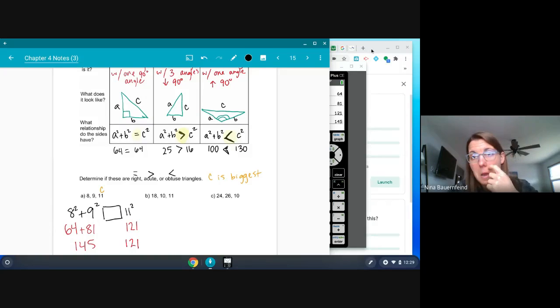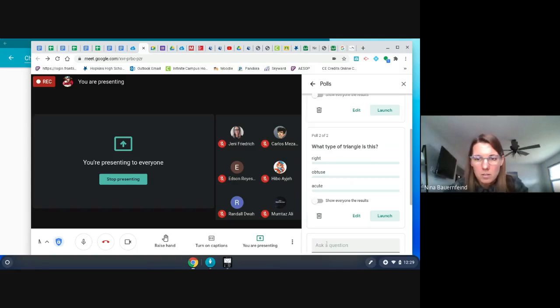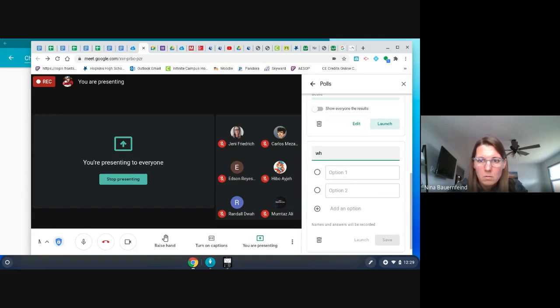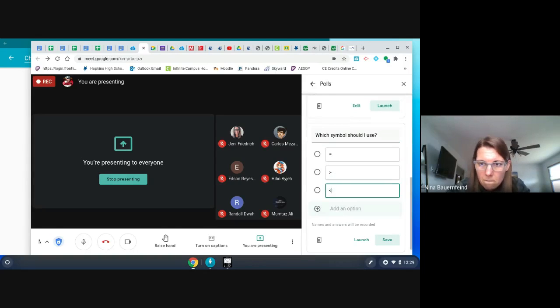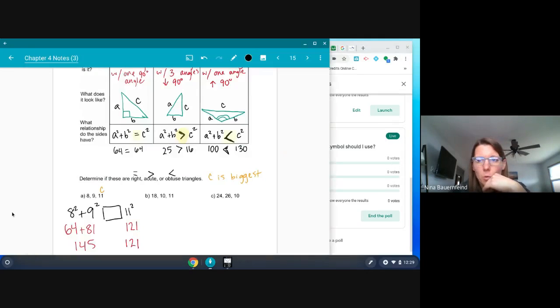Let me do this. I'm going to create a poll. All right, I want you guys to take a vote. It doesn't say your name on here, so you can vote, but I want to know which symbol do I put here? What symbol goes there? So everyone is voting in the upper right corner. Go vote.